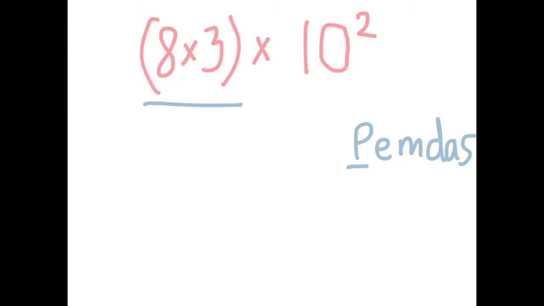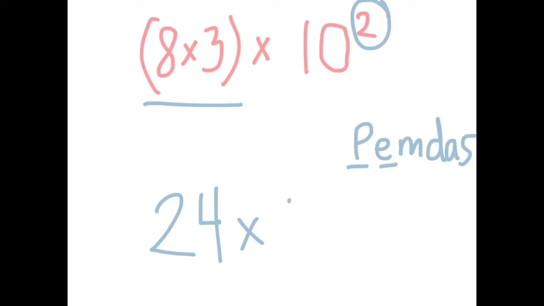So we see that 8 times 3 has parentheses around it. So that means we have to do that first. 8 times 3 is 24. I know that's a fact family that many of you might struggle with, so let's put that in our problem. The next thing is an E, and E stands for exponent. So now we know what exponents are, we can solve them.